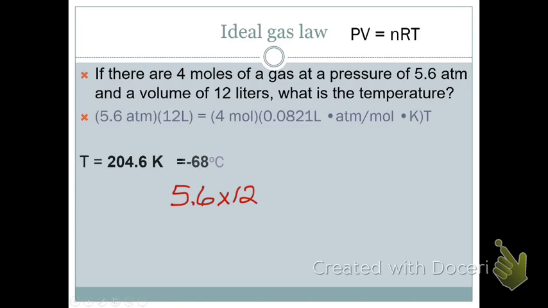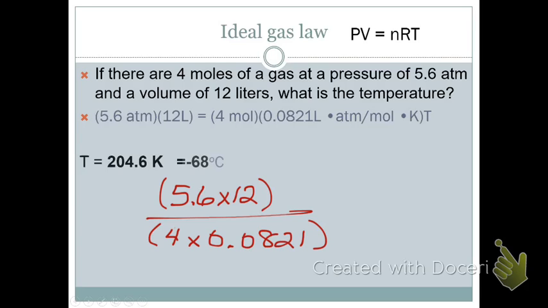5.6 times 12 divided by, in parentheses, 4 times 0.0821. Do you guys notice that you have a different R value right now? The reason is because we're dealing with atmospheres. We're not dealing with kilopascals.